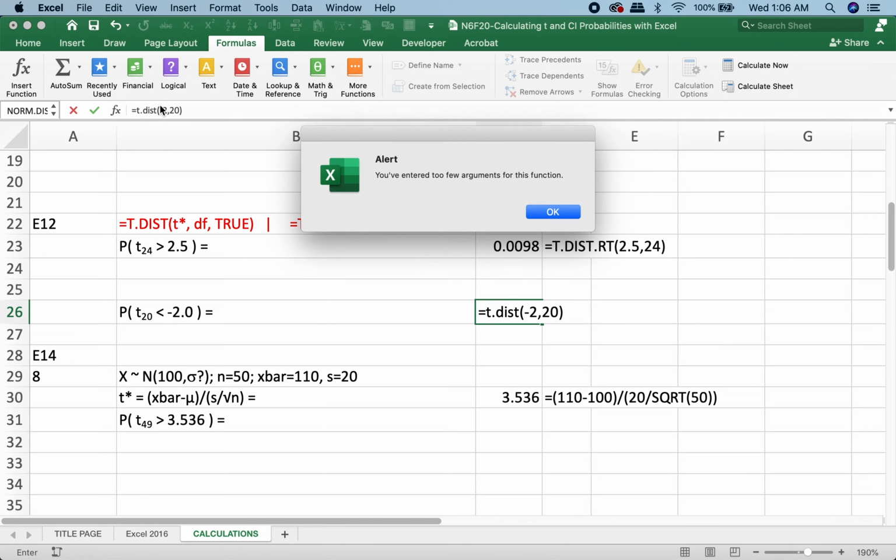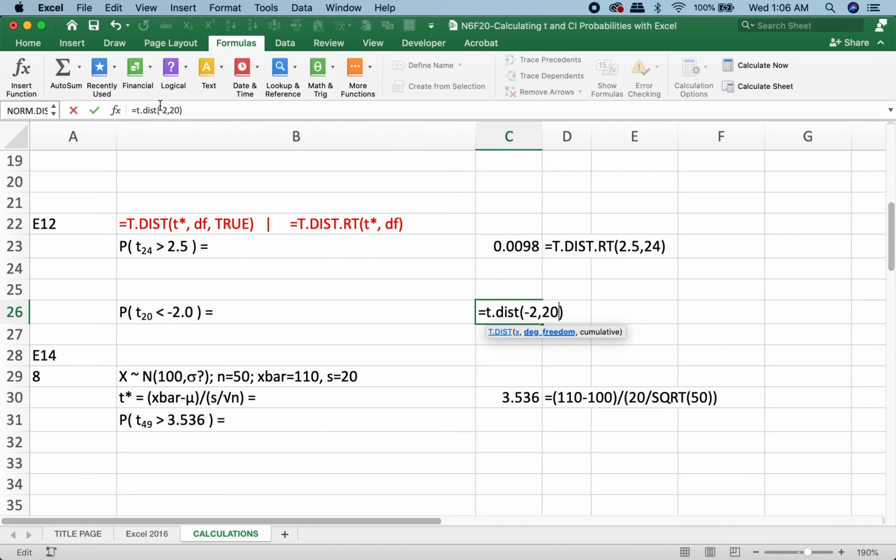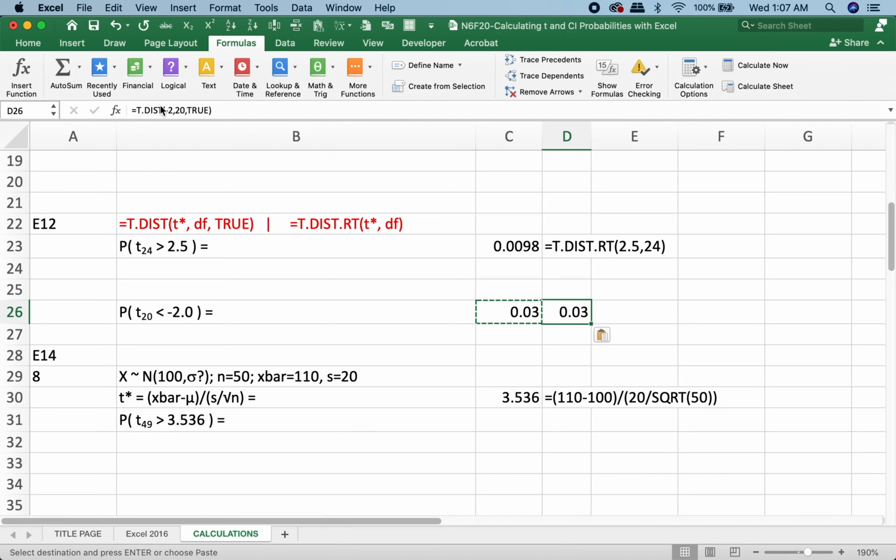and the answer here is, oh, it says I'm missing something. I'm missing a comma, true. That's kind of goofy again. The T.DIST.RT doesn't ask for the true or false cumulative. The T.DIST does. I'm not sure exactly why they do it that way, but whatever. And there's the answer, it's 3%. I'm just going to copy that over, and put an apostrophe in front of that, like that. So that's what we've got there.